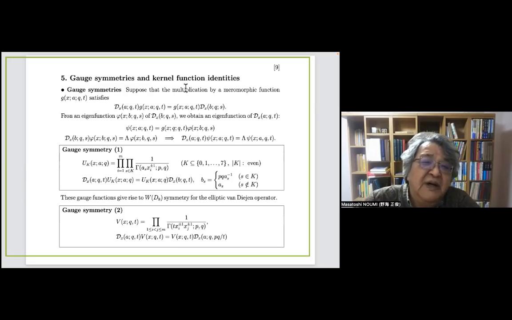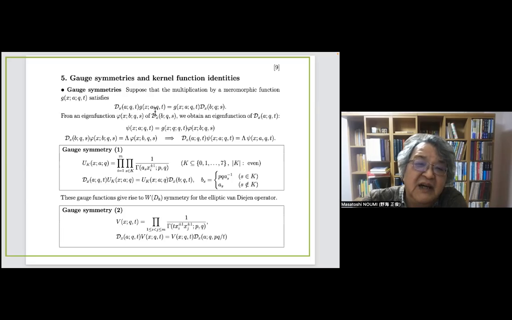So I begin with the gauge symmetry like this. Suppose you have a meromorphic function g(x, a), which can depend on a and q, t, which satisfies this type of identity as the q-difference operator.